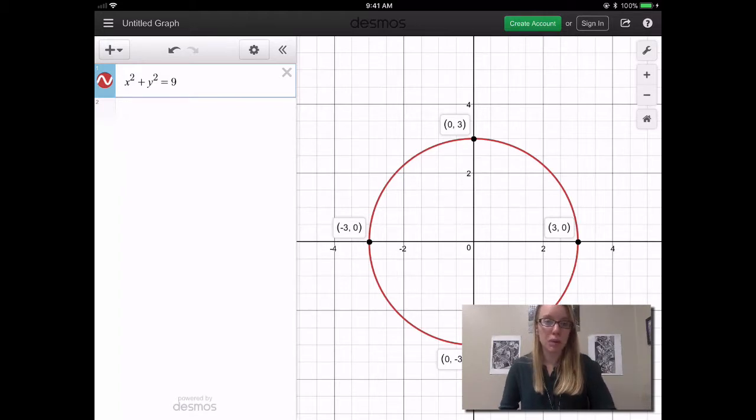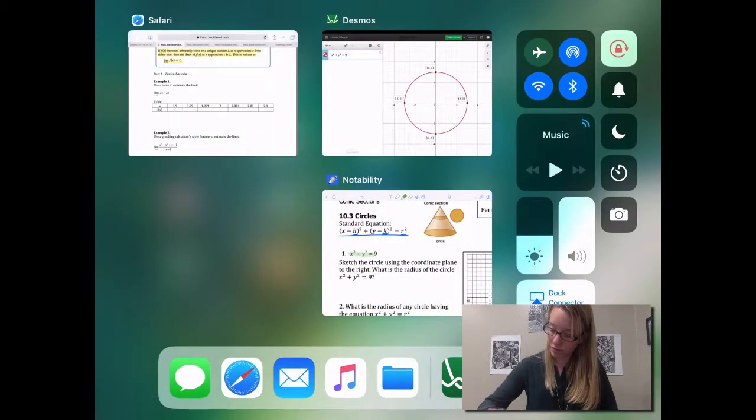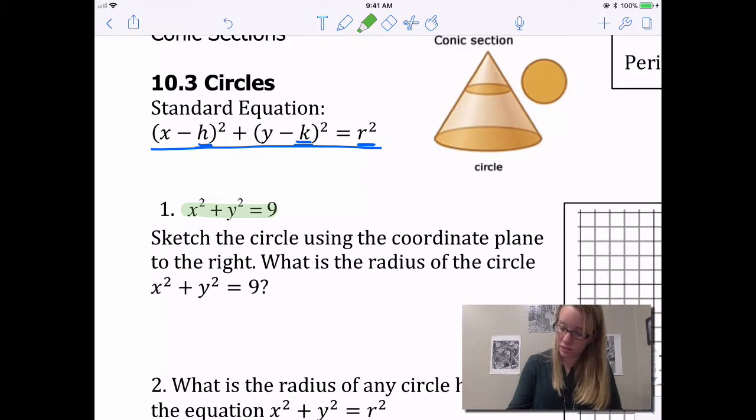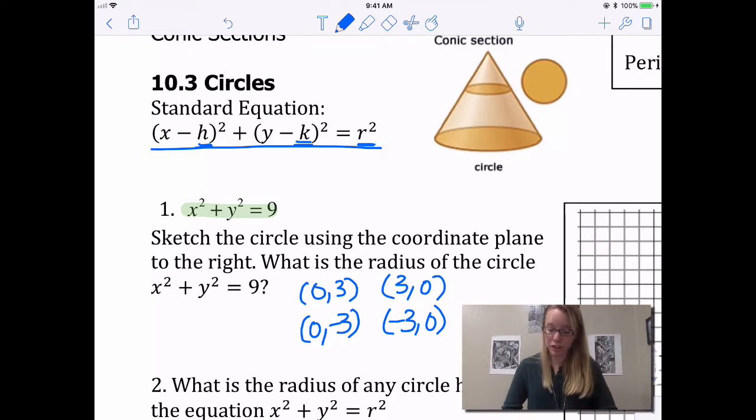Think about plugging those points into the equation. If I plug those into the equation, I would get 0 plus 3 squared is 9, which is true. 0 plus negative 3 squared is 9, which is true. 3 squared plus 0 equals 9, also true. And negative 3 squared plus 0 is 9, which is true.